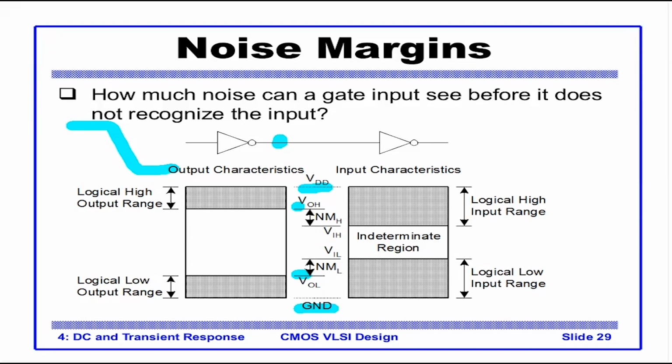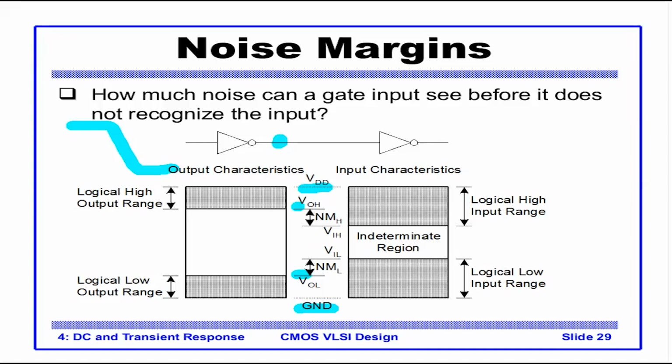So for the second inverter, the margin it has, the lowest the input can go is VIH, but actually it is going down to VOH. So the margin it still has for the high region is NMH, which is the difference between VOH and VIH. Similarly, the margin on the lower end is NML, which is the difference between VIL and VOL.